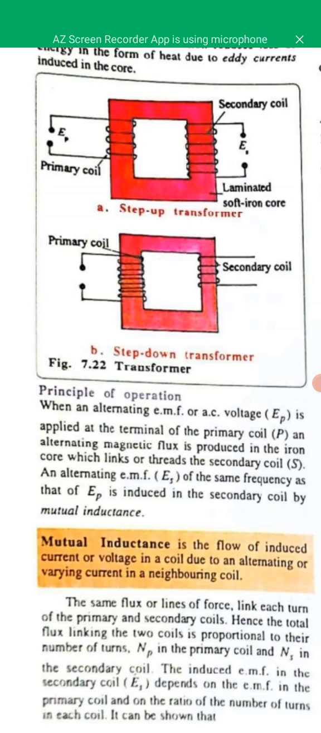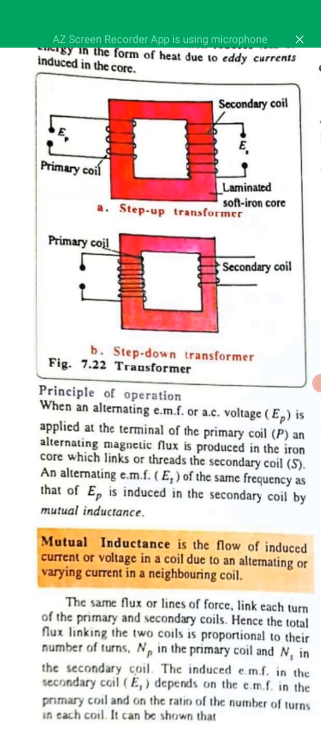But if you look at the step-up transformer, the voltage from the main source is low. That means the number of turns in the primary coil will be less than the number of turns in the secondary coil. Why? Because we want to step up the voltage in the secondary coil. So in a step-up transformer, the voltage in the secondary coil is higher than the voltage in the primary coil. And also the number of turns in the secondary coil is higher than the number of turns in the primary coil, because you are stepping up the low voltage supplied from the primary source.